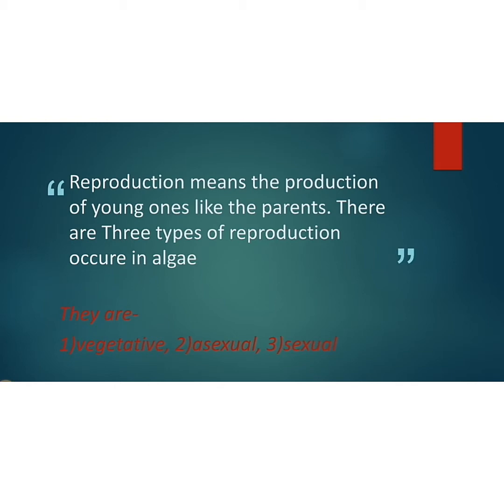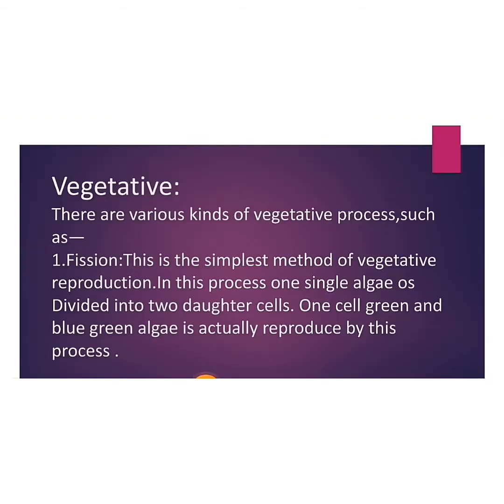Okay, so we know algae generally reproduce by three types. There are three types of reproduction that occur in algae. They are vegetative, asexual and sexual. First one is vegetative, second one is asexual, and the third one is sexual. Firstly, let's talk about the vegetative process.